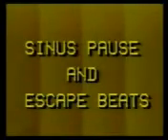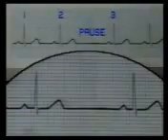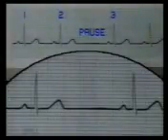Sinus pause and escape beats. When we studied the premature beats, we saw the sequence of a premature beat followed by a compensatory pause. But if you see the upper strip of this ECG carefully, there is a pause between beats 2 and 3. But the preceding beat number 2 is not premature.